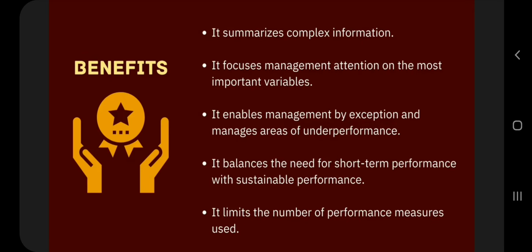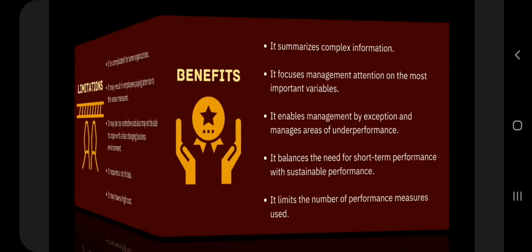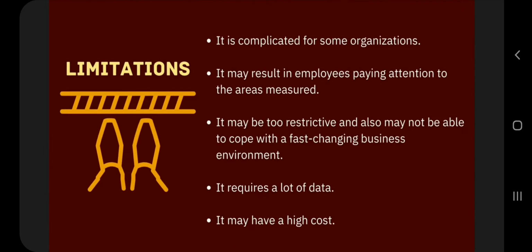So that's it for the benefits. Now let's proceed to the limitations of BSC. So we also have 5 limitations here. First is, it is complicated for some organizations. Organizations have to increase the number of performance measures when they adopt BSC.